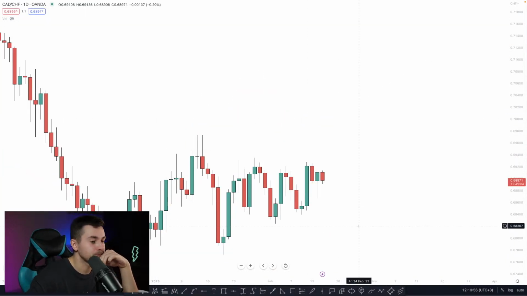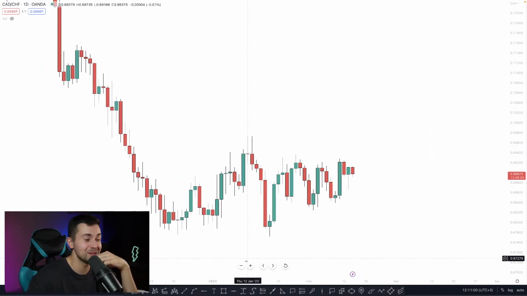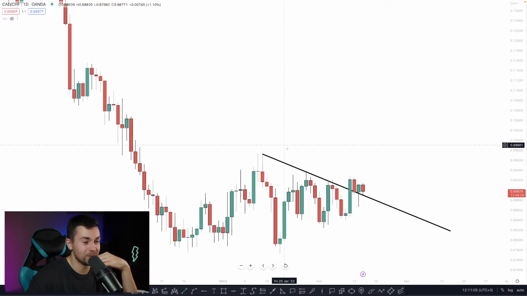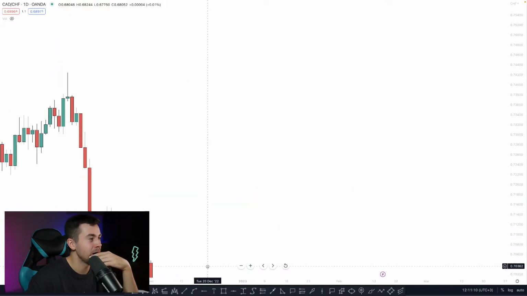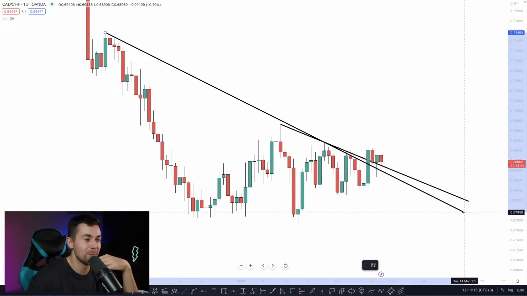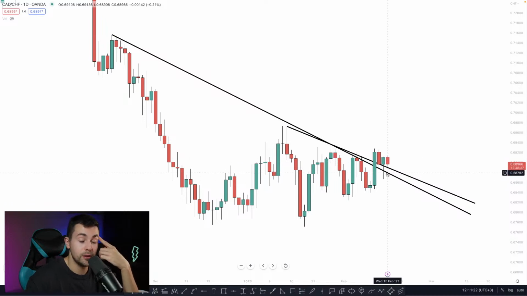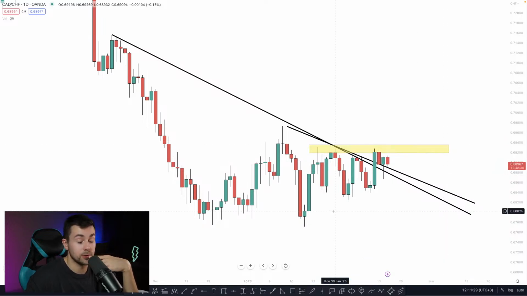CAD Swiss. What is up with CAD Swiss? CAD Swiss is very tricky. The main reason is that earlier we got the breakout of a trend line right here, this one. And we also got one more trend line. Let me remember where I saw that. I remember that I saw two. Yeah, this one. So we got breakouts of these two trend lines. Yes, the two were broken to the upside. But then the price reached that resistance cluster.